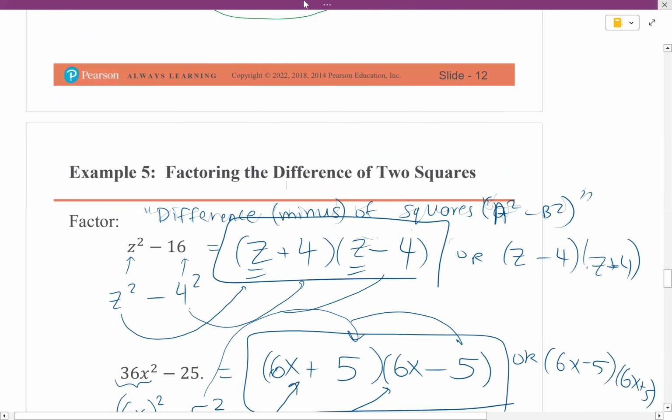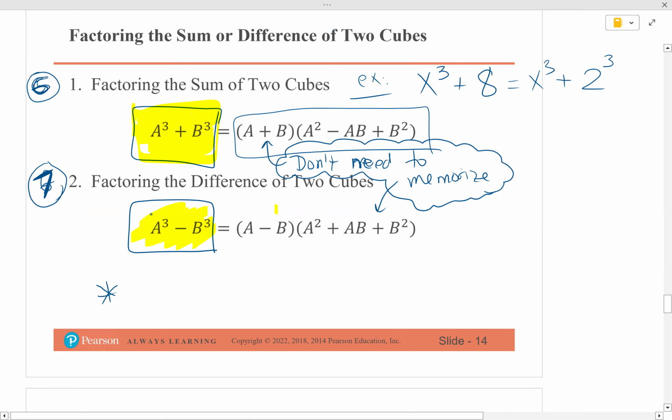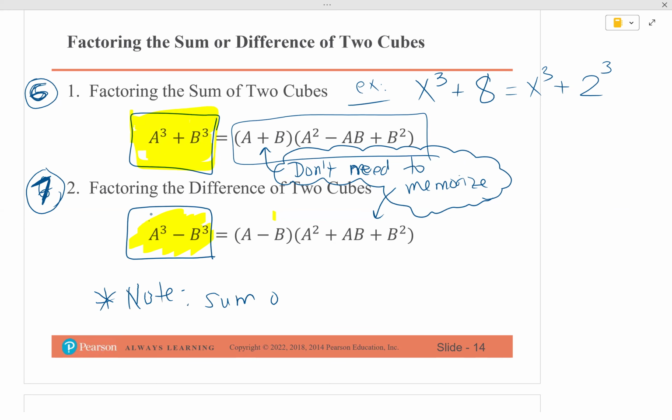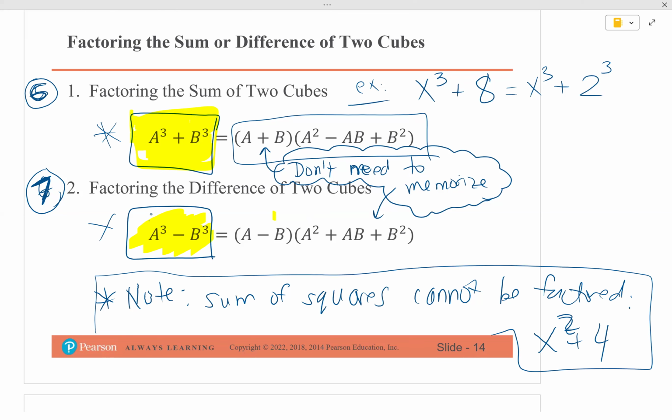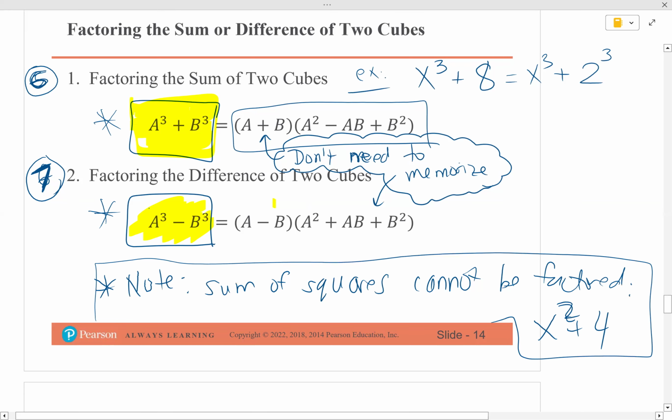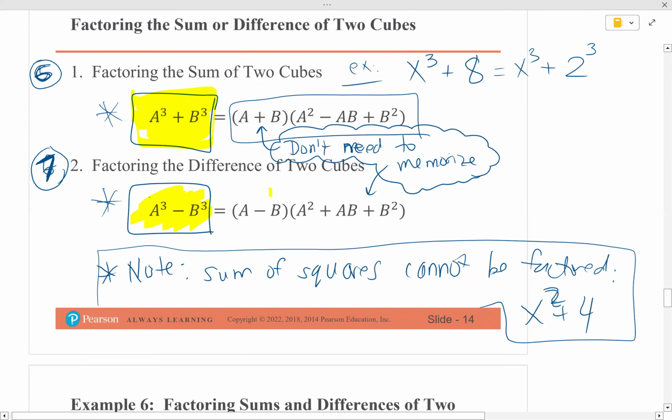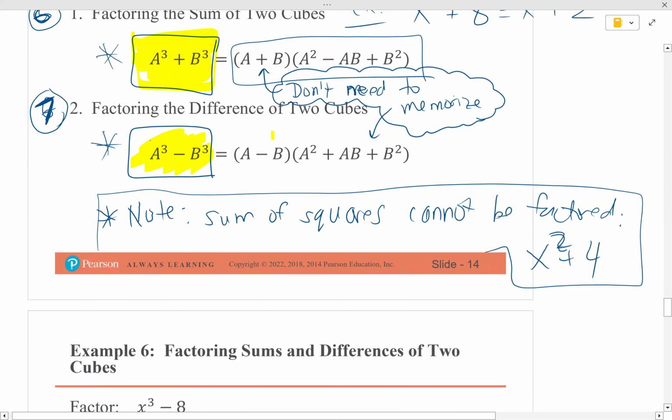Okay, actually, I'm gonna just put it here. Note: sum of squares cannot be factored. So something like x squared plus 4, that's prime. It cannot be factored. There's no way. But x squared minus 4, that's the difference of squares. That was the fifth technique we had. We know how to do that. And then we know how to factor the sum or the difference of cubes. If it's the third powers, either way, plus or minus, it can be factored. So there's that example right there.